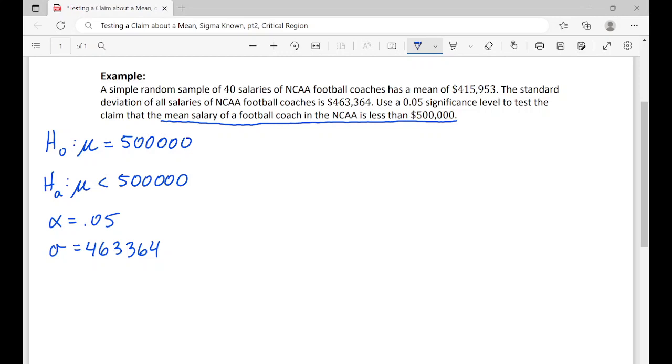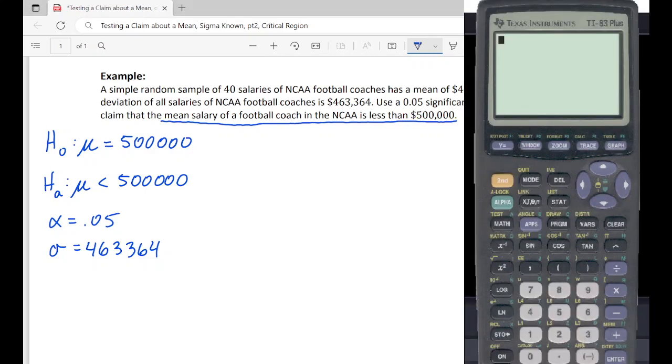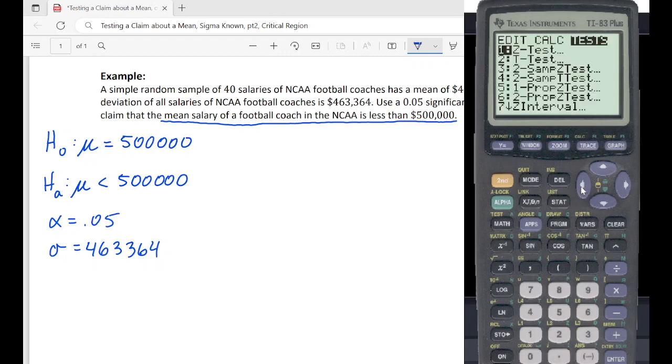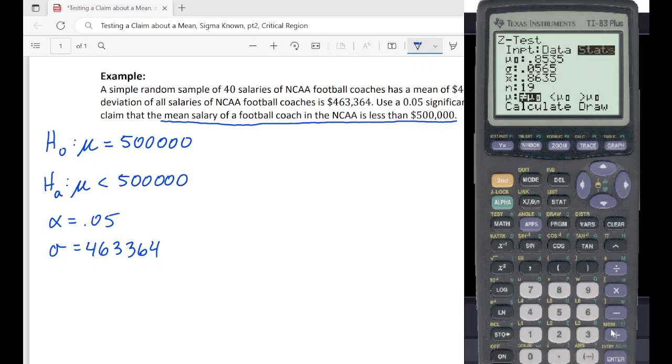So we're using the critical region method, so that means we have to find our critical value and our test statistic. So I'm going to find the test statistic first by using the calculator. So bring the calculator up, and we find the test statistic by going to stat tests, and we use z-test because we know what sigma is. So we're going to go into here, and we're going to type in information. So our mu is what was in the hypothesis, which is 500,000.